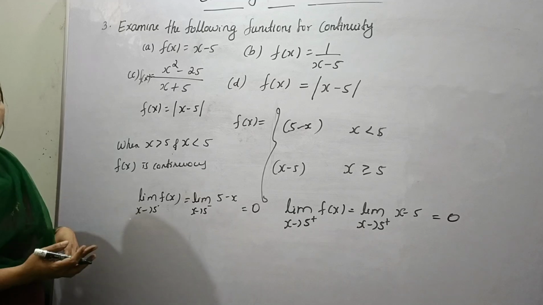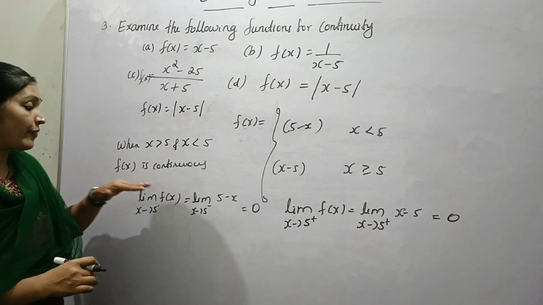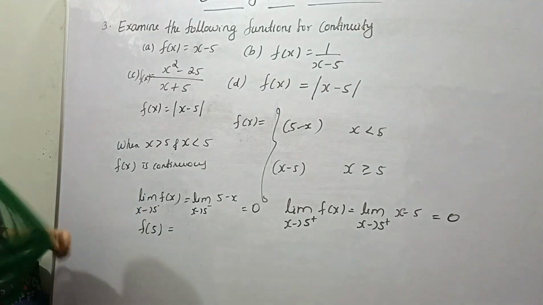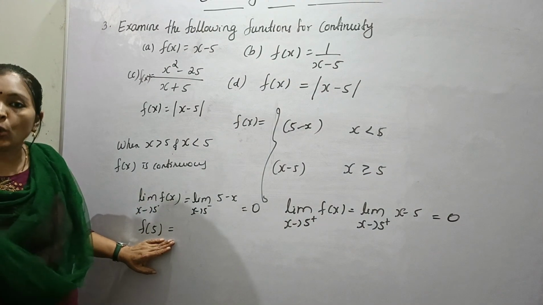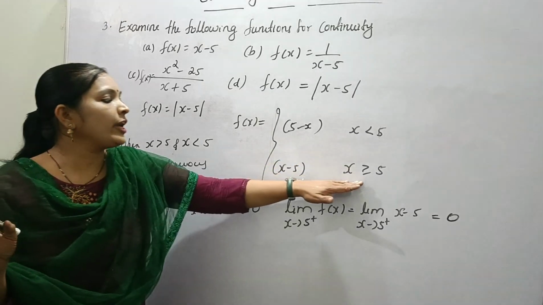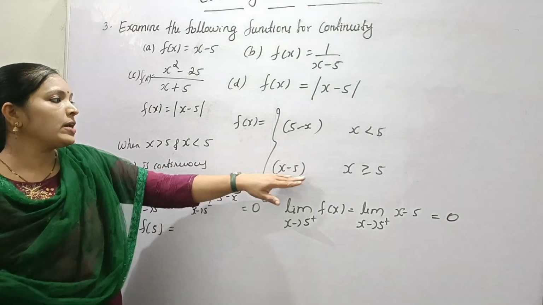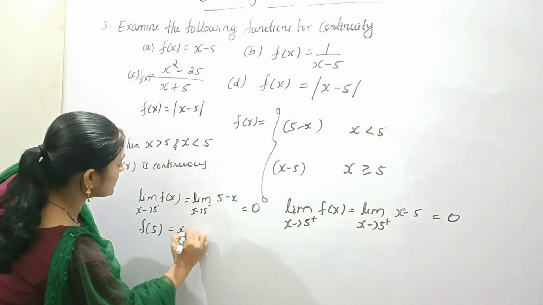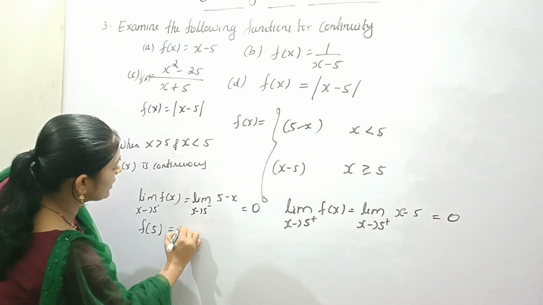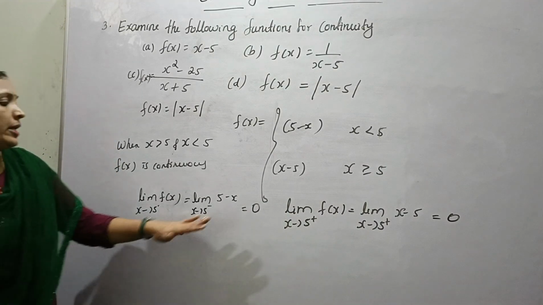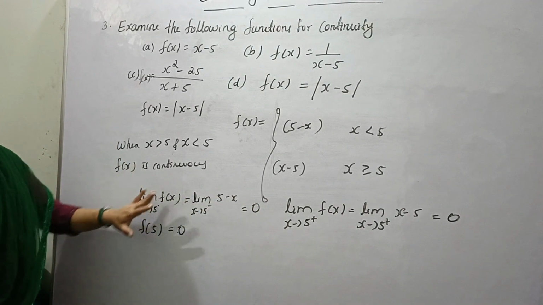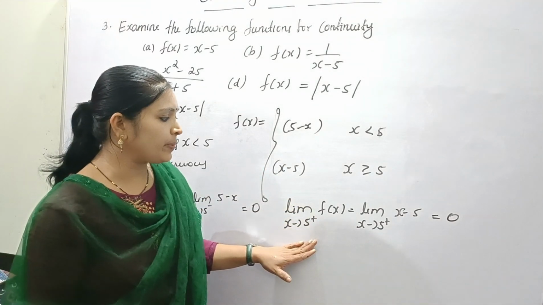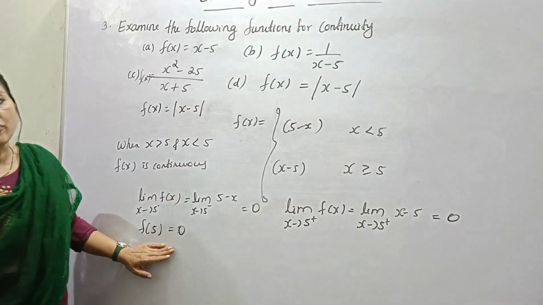Then what about f of 5? We have to find f of 5, that means when x is equal to 5, what is the value? It is x minus 5, so f of 5 is 5 minus 5, that is 0. So here also we have got limit x tends to 5 minus equal to limit x tends to 5 plus f of x, which is equal to f of 5.